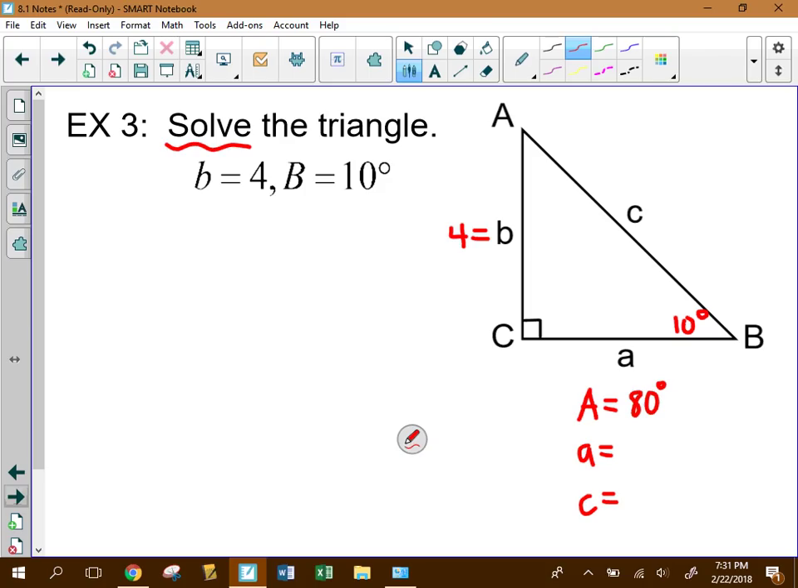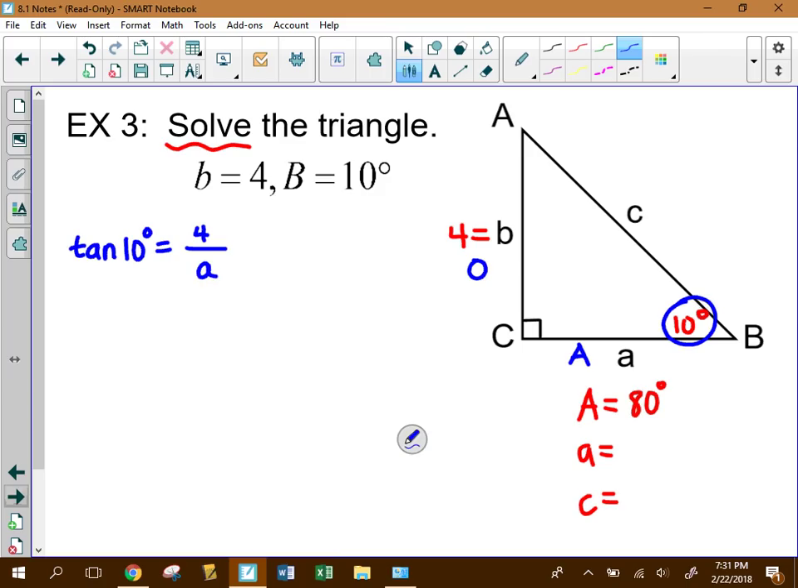Because we have a right triangle, we're going to use right triangle trig to find all the missing sides. So let's say we want to find A first. We have a 10-degree angle. You could use the complement as well, but I'm going to go ahead and use what was given. We know that side B is opposite the 10 degrees, and if I want to find side A, that's adjacent. So we have opposite and adjacent, that's tangent. So we're going to say the tangent of our angle, 10 degrees, would be opposite, which is 4, divided by adjacent, which is A.